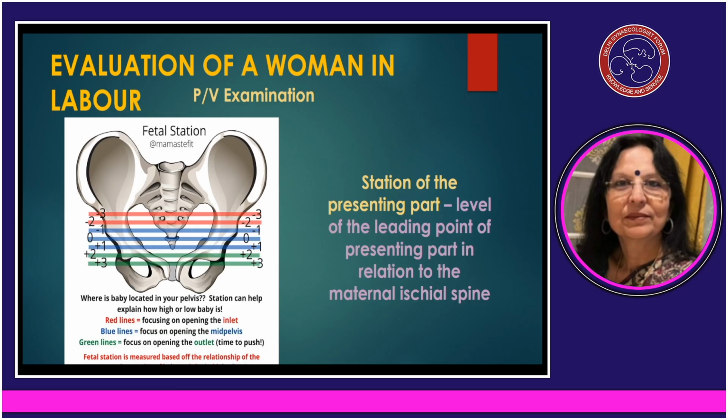Then the station of the presenting part will be seen in relation to the ischial spines. So how many centimeters above the ischial spine the presenting part is will determine whether it is -1, -2, -3 station, or when it is below the ischial spine, it will be considered as +1, +2, and +3. And 0 station is when the maximum diameter of the head, that is the biparietal diameter, has already crossed the pelvic inlet. And at that time, we say that the station of the head is 0.